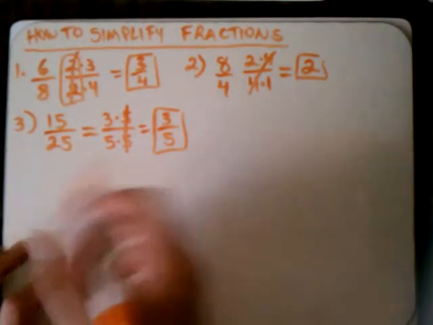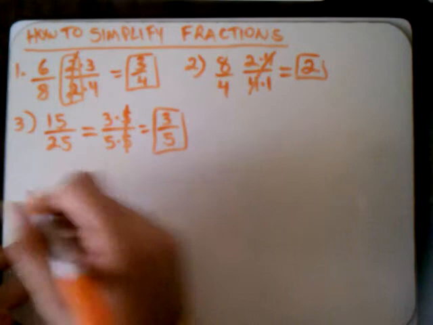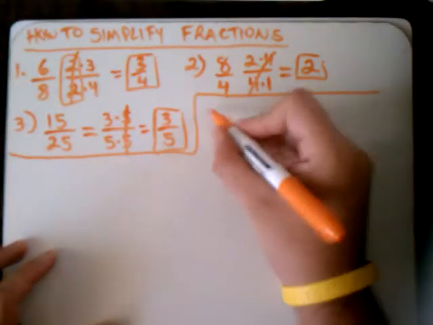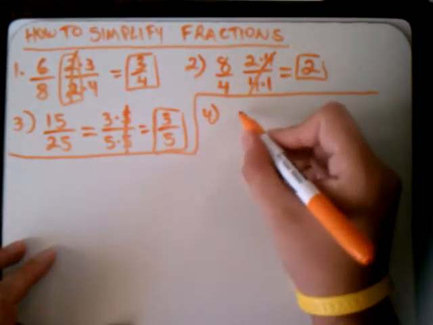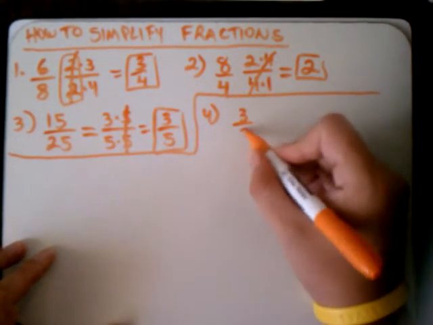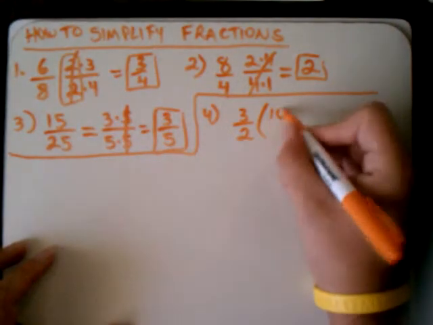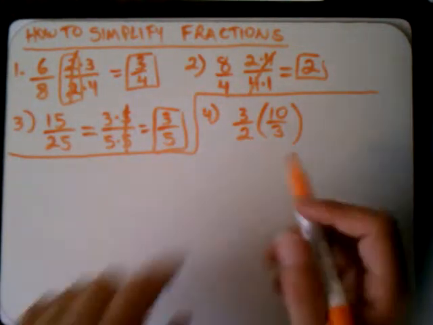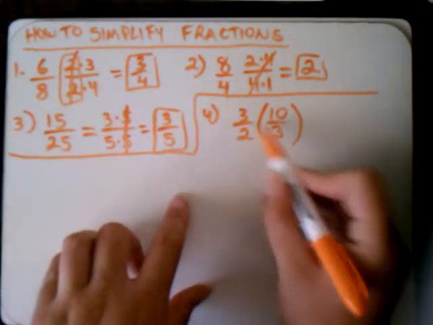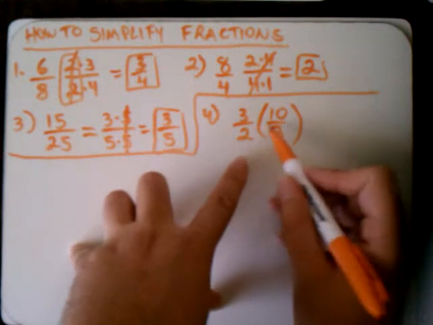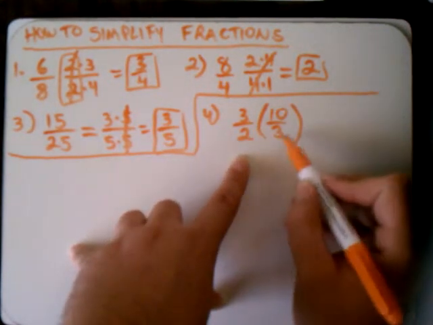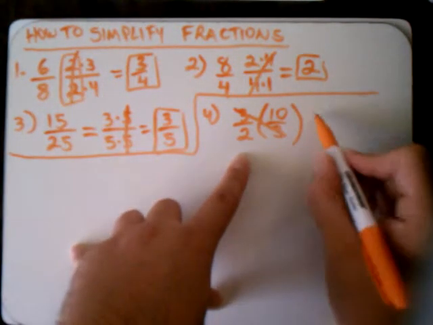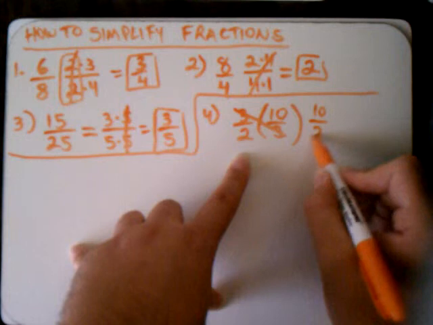Now, I'm going to show you when you have a multiplication of fractions. So for example, number 4. It says multiply 3 halves times 10 over 3. Well, we already know how to do it. I have the same number top and bottom. It doesn't matter if it's in the other fraction. If you have a number on top and a number on the bottom, you can cancel it out. So now I have 10 over 2.